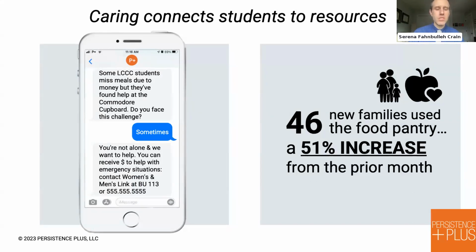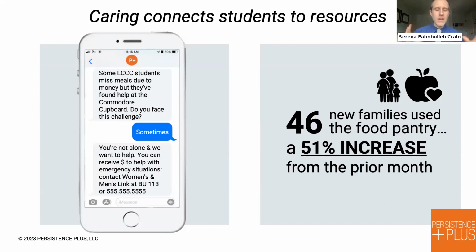So this was a message we sent in particular to students at one of our partner community colleges in Ohio, where we did a little study where we tracked it. We sent these caring messages about using the food pantry. And over the next month, there was a 51% increase in new families coming to the food pantry compared to the month before.